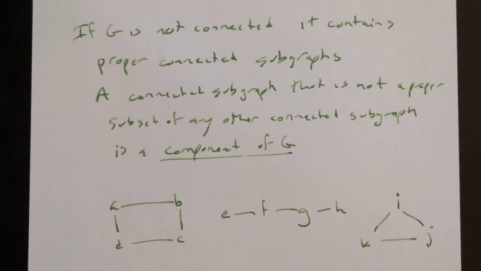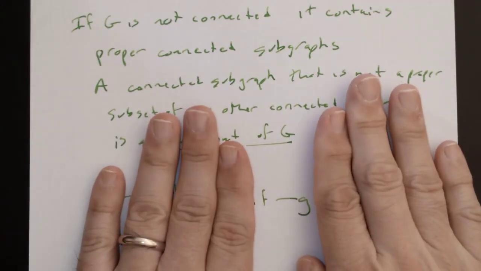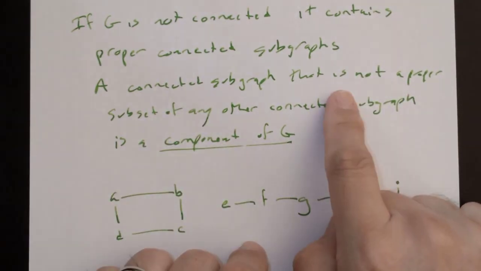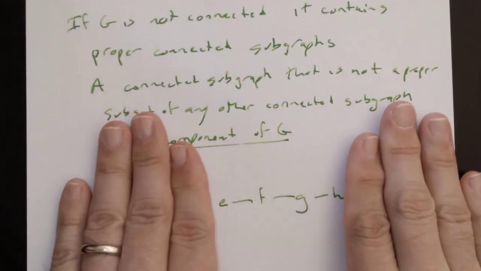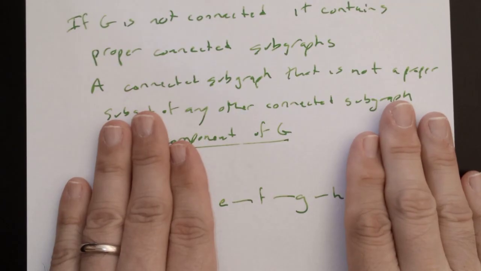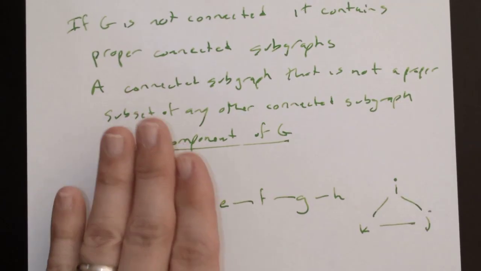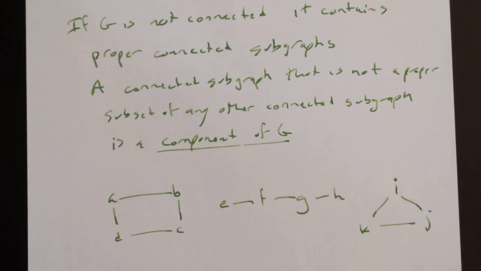Here's a connected subgraph. FG. Right? That piece is a connected subgraph, but it is a proper subgraph of another connected subgraph. That's why it's not a component. The component is the biggest possible connected subgraph for any given collection of pieces. In a sense, really, it's the parts the graph is made up of.